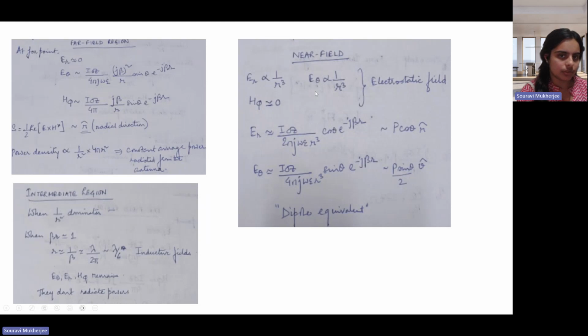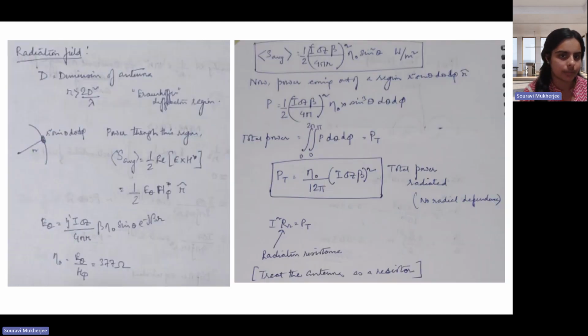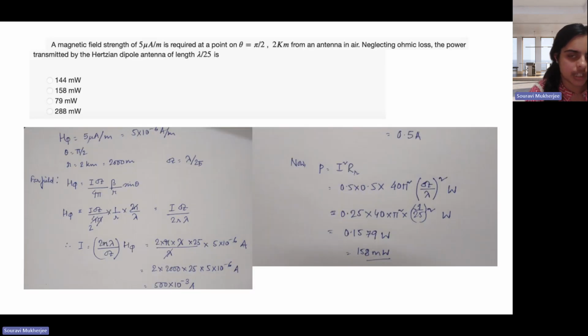In the near field, there'll be no magnetic field, but depending on how the expression is, accordingly you have to use your expressions for the different fields. And you can also find the power and all other factors from here. So is this clear? If you have some doubts regarding this, you can ask me.